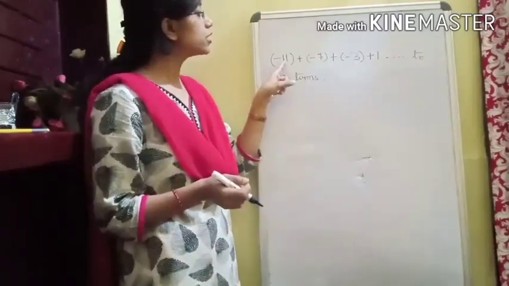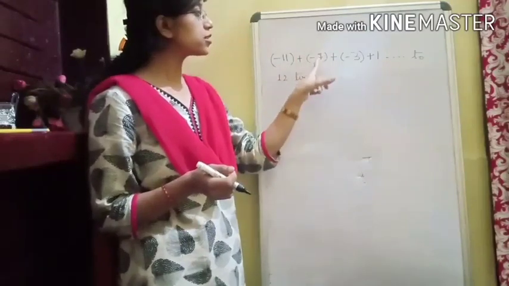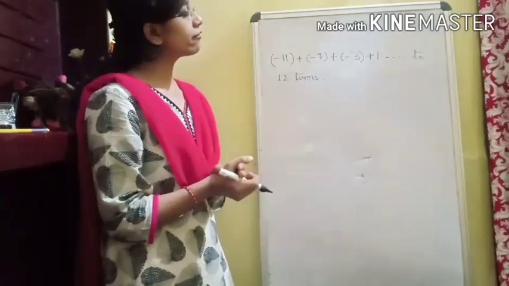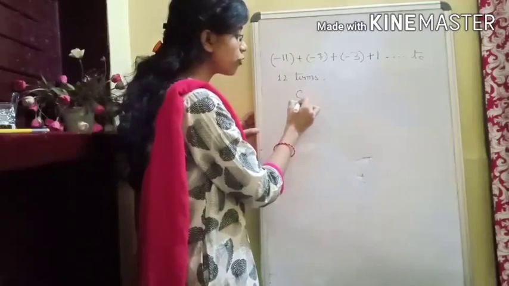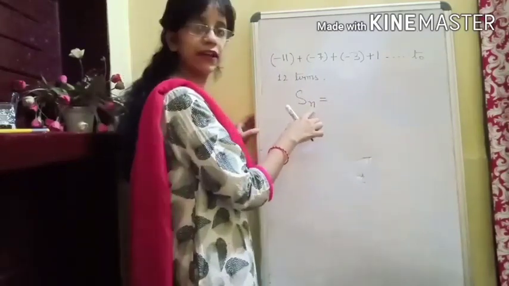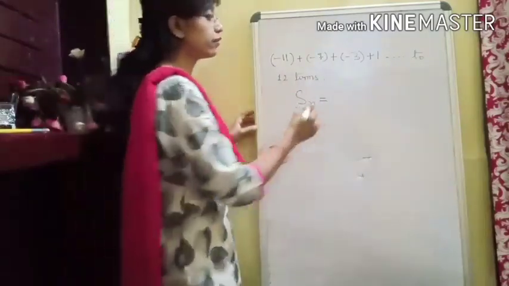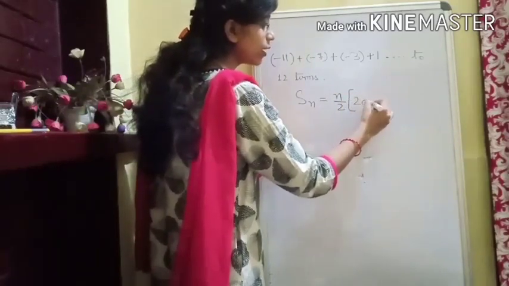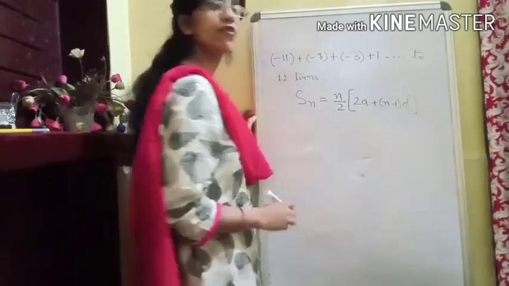Okay, now if you see in this given AP, the first term is minus 11, then the second term is minus 7, third term is minus 3, and so on. To calculate the value of the sum of 12 terms, we know the general formula is Sn. Whatever term we are talking about, we'll take the value of n as it is. Here in our case the value of n would be 12. Sn equals n over 2 into 2a plus n minus 1 into d. So this is our formula.